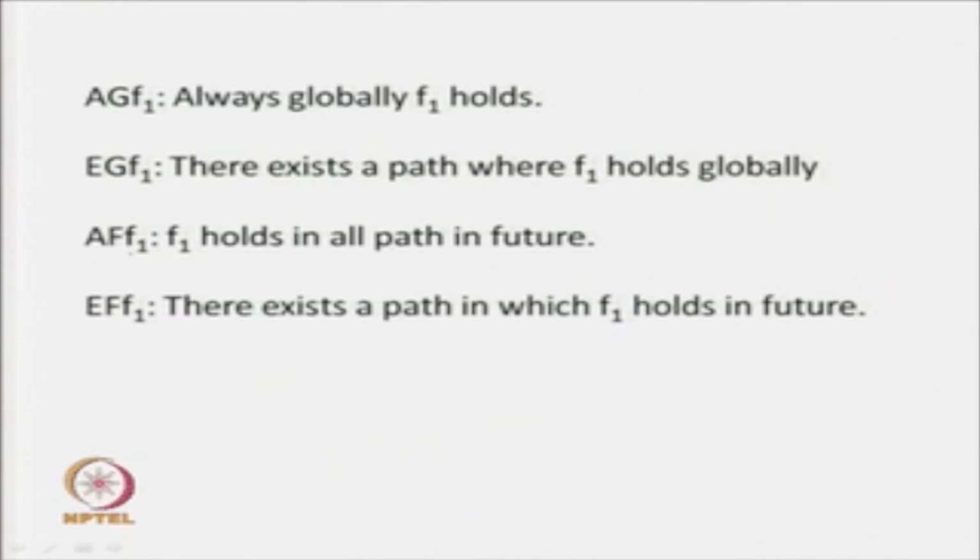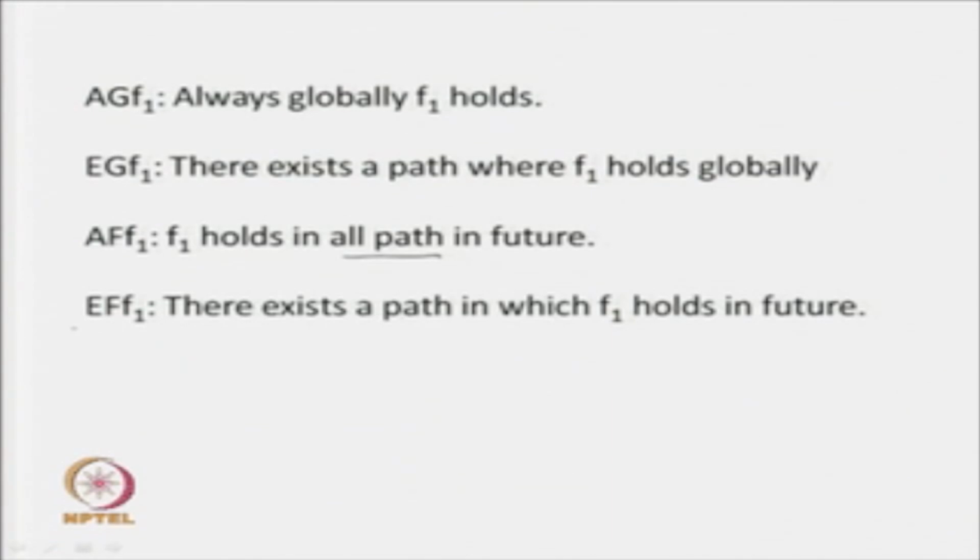Similarly, A F F1, where capital F stands for the future or eventually operator. That means F1 holds in all paths in the future. So, we should get a future state where F1 holds, then we say that A F F1 holds in that particular state. We have to look at all paths. Similarly, E F F1 looks for a particular path. If in any path in the future F1 holds, then we say that E F F1 holds.